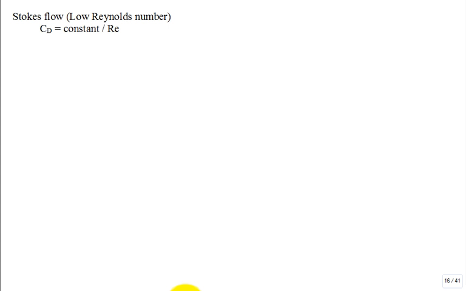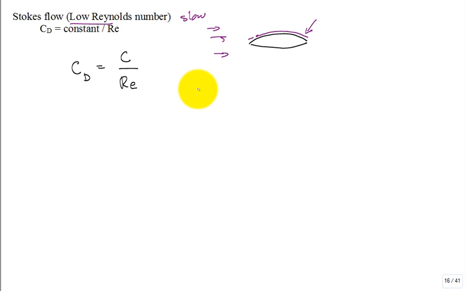Stokes flow. You can have very low Reynolds number flow. That's what that means. And when you have very low Reynolds number flow, the drag coefficient is a constant divided by the Reynolds number. What happens is, let's say I have my object right here and I'm having flow over that object. Well, in Stokes flow, the flow isn't going very fast. It's low Reynolds number. It's slow flow. True? So when it's slow flow, it's easier to navigate the backside, so less prone to separation. So it's going to navigate the backside.